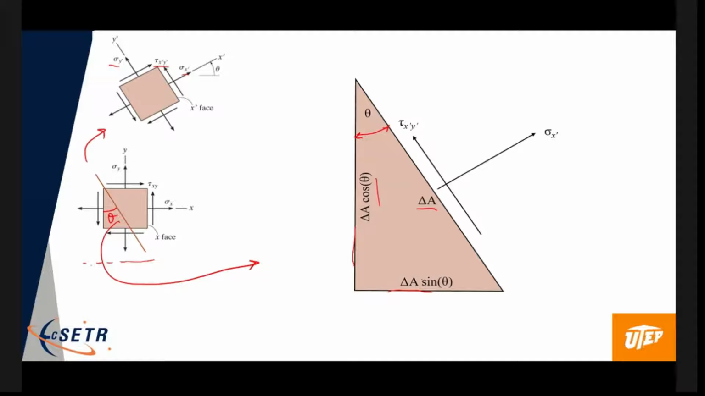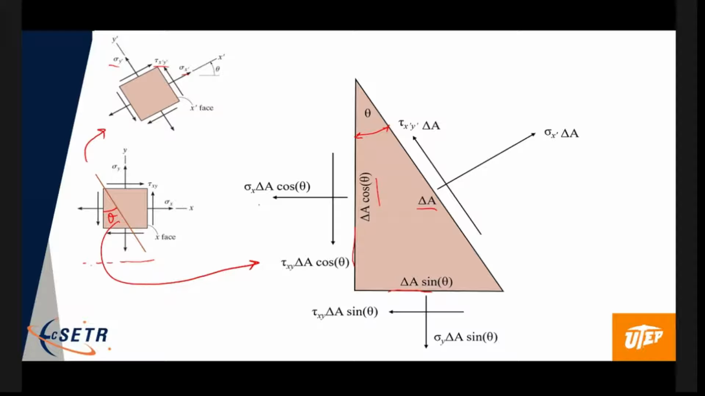Those are the tractions, the stress components on that face: sigma x prime, tau x prime y prime. I want to find those. But this is going to be a free body diagram, so I need to make those forces. I have to multiply those by the area that they act on, the delta A. On the next face, you can see those are the tractions, multiplied by their areas, and same down below. Now these are all forces, and I can then do sum of forces on this. Are there any questions on that?